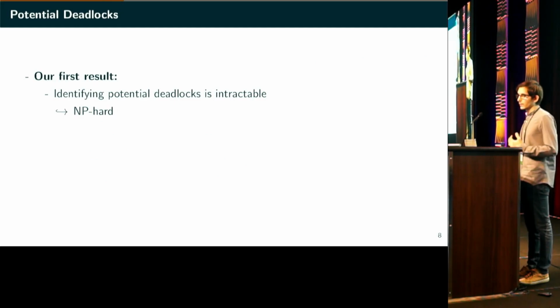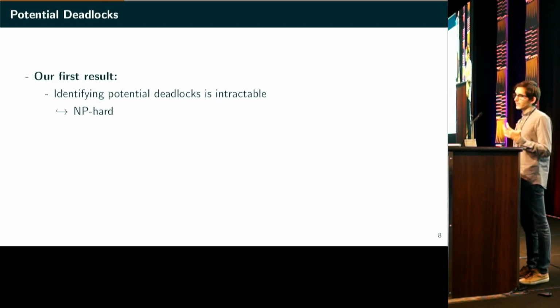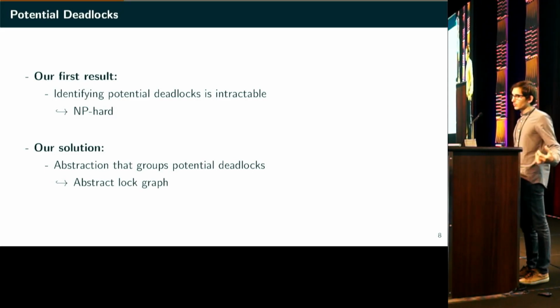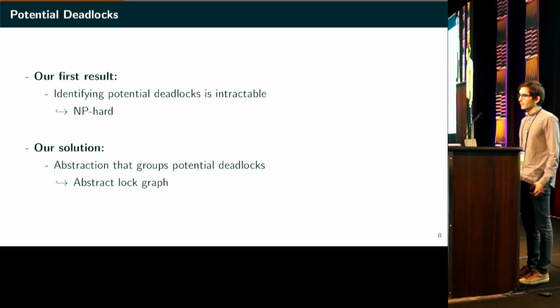So in our work, we first established that even finding the potential deadlocks is an intractable problem. And to address this, we proposed an abstraction which groups together certain potential deadlocks to gain efficiency in identifying them. And we call this abstraction abstract lock graph.